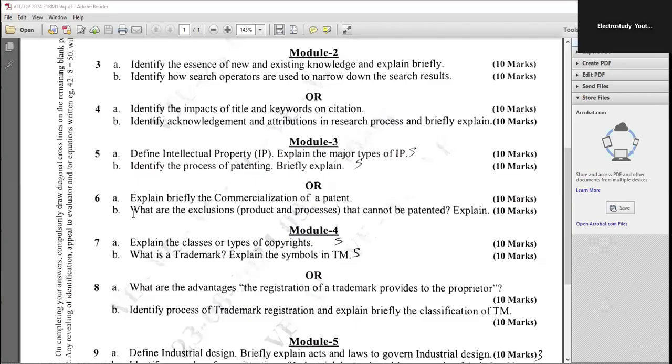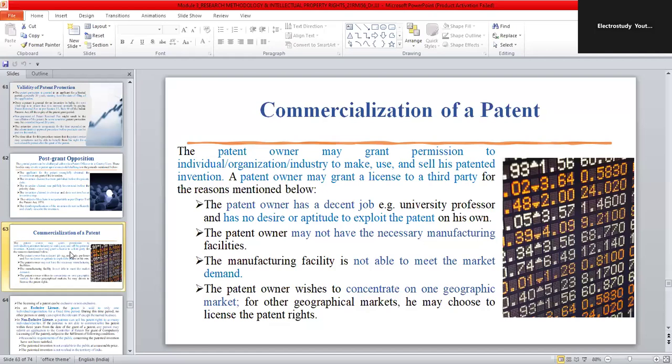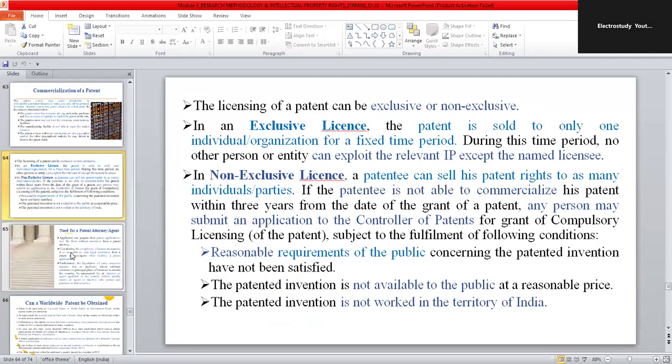You can see question number 60. What are the exclusions, products and processes that cannot be patented? Explain. So that's also important. You have to explain non-patentable information, non-patentable content. I will take you to the presentation. Non-patentable content, exclusions. We'll talk about exclusions.